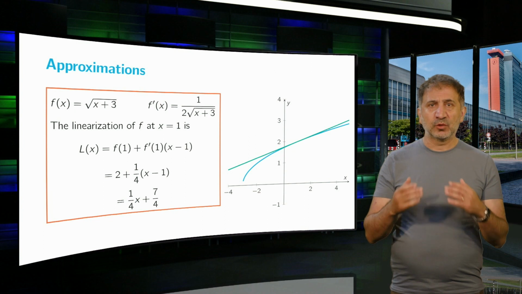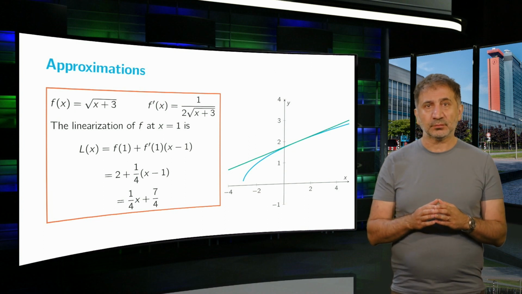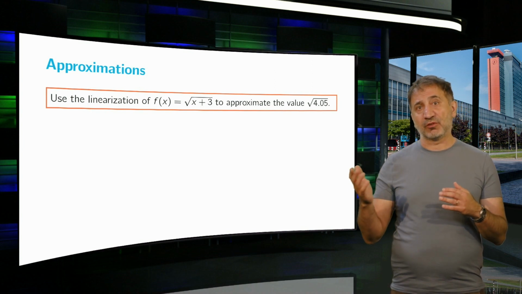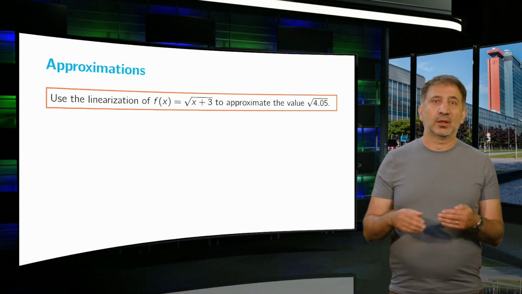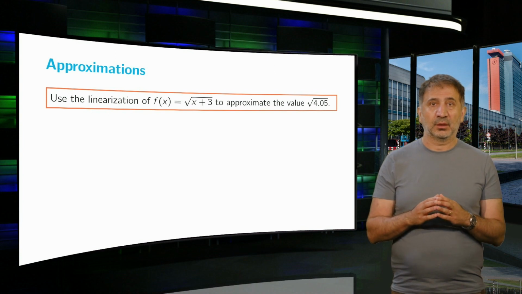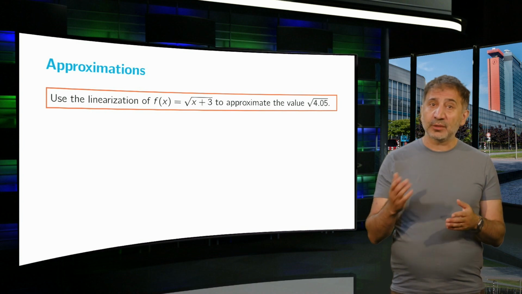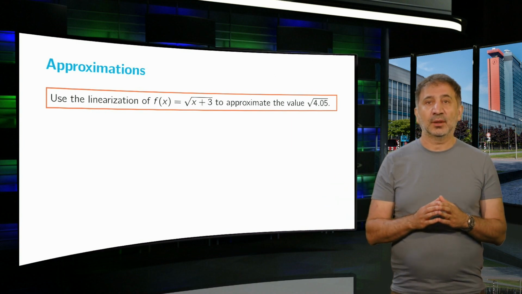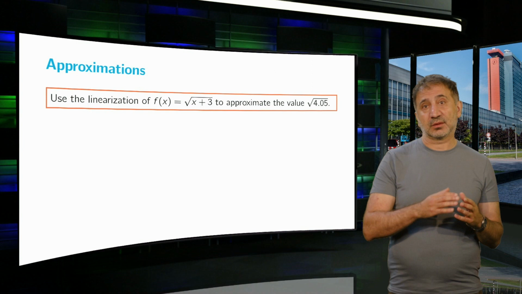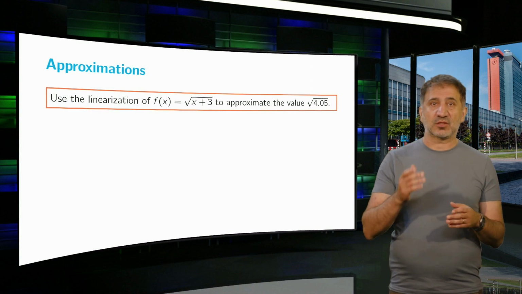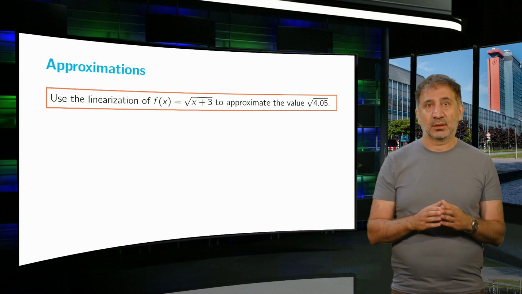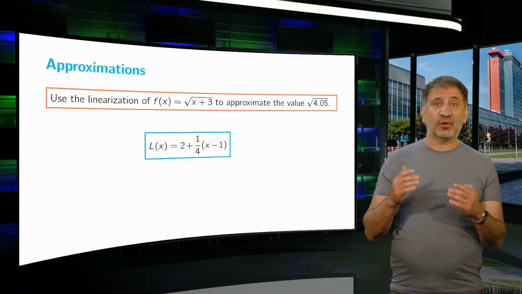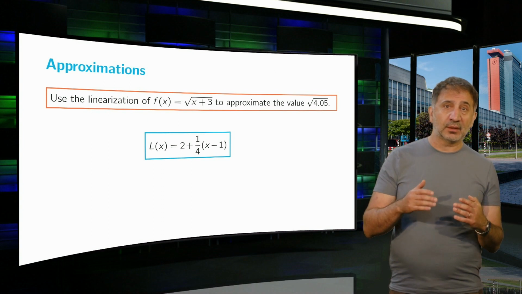Now, what can we do with this? Suppose we want to calculate the square root of 4.05. The easy way is to use a calculator. What would you do if you are not allowed to use one? Linearization, of course. Take the function just considered. f of x is the square root of 3 plus x. The idea is that close to the point x is 1, the function f of x can be approximated by L of x.